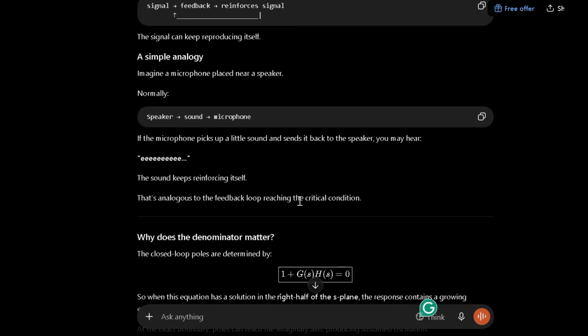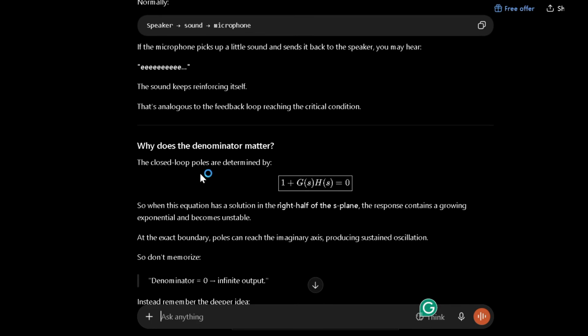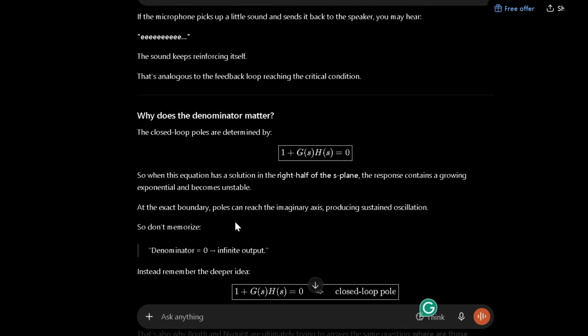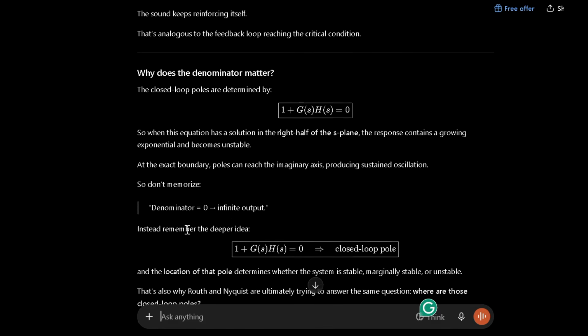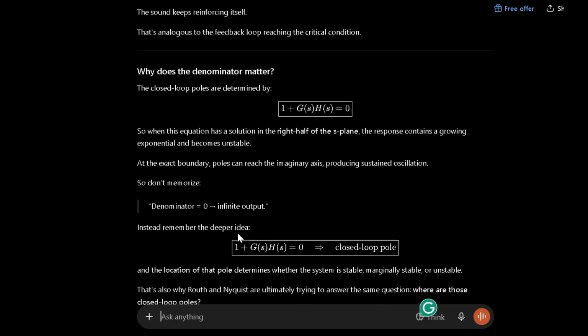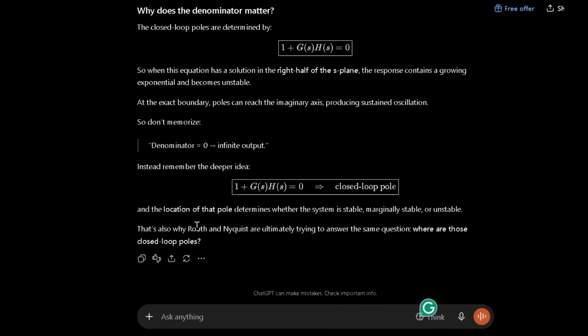Why does the denominator matter? The closed loop poles are determined by 1 plus G(s)H(s) equals 0. So when this equation has a solution in the right half of the s-plane, the response contains a growing exponential and becomes unstable. At the exact boundary, poles can reach the imaginary axis and produce sustained oscillation. So don't memorize the denominator for its own sake. Instead, remember that 1 plus G(s)H(s) equals 0 gives the closed loop poles, and the location of those poles determines whether the system is stable, marginally stable, or unstable.